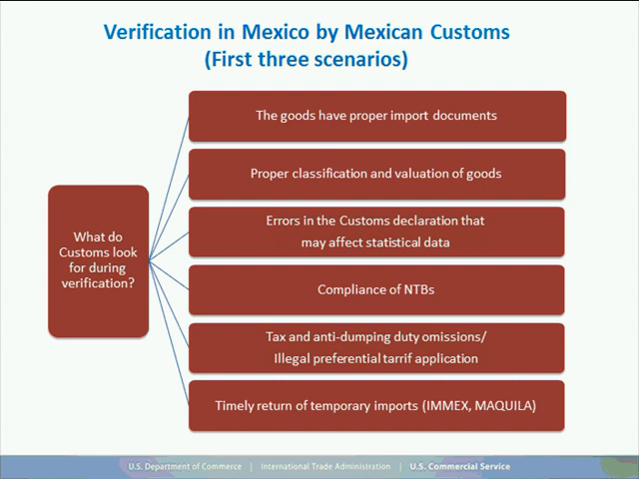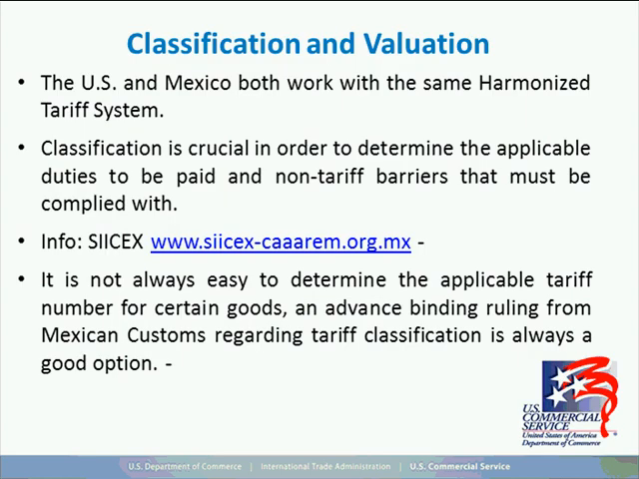So let's now talk a little bit more about these cases, and specific problems that are common in classification and valuation. The U.S. and Mexico both work with the same harmonized tariff system. Because of this, the first 6 digits of tariff numbers are the same, although keep in mind that classifying goods always involves a subjective opinion and verification by customs. And this is a specific issue that I've seen that causes many troubles between U.S. exporters and Mexican importers, because sometimes the tariff classifications are not the same.